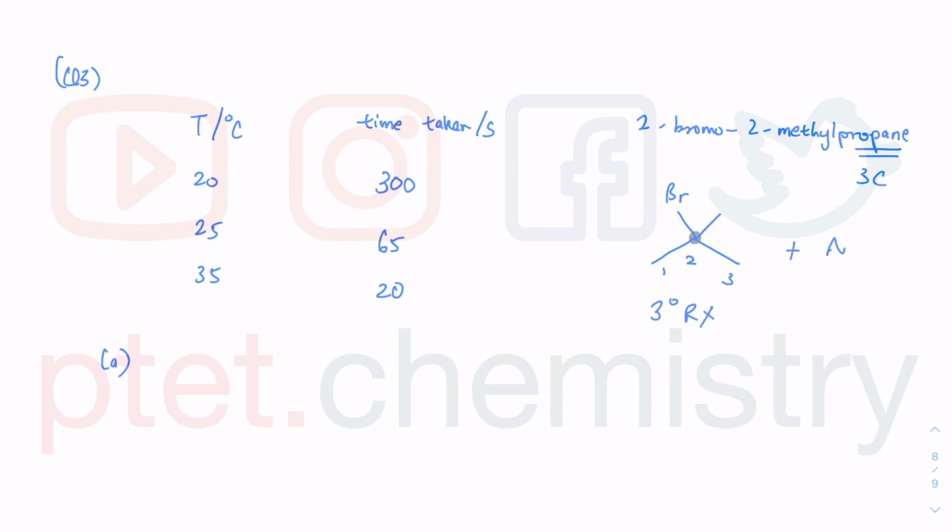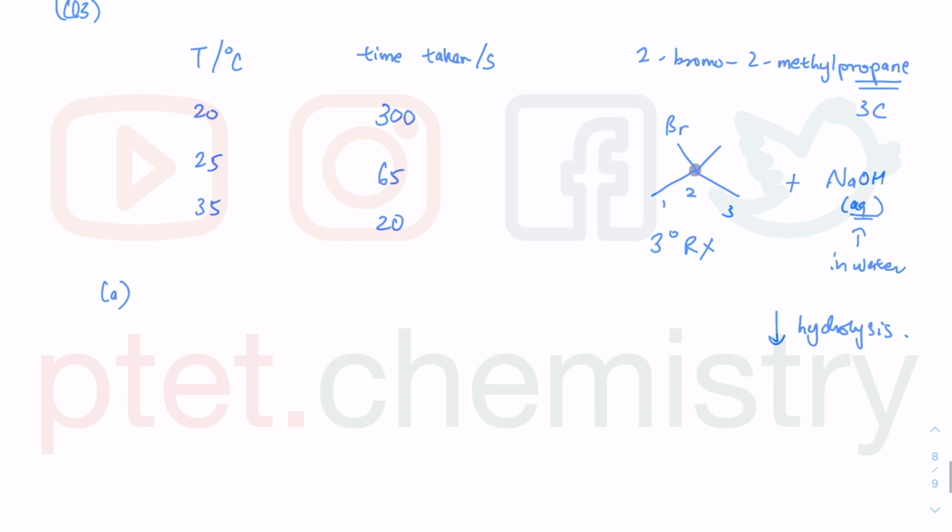You add this with NaOH aqueous, in water. In water, you're going to do hydrolysis. So this is going to be hydrolysis, where you substitute the Br with OH. So overall, it's a substitution reaction, like this. So this is the overall equation. But when you do the mechanism, knowing that it's a tertiary halogenoalkane, they will suggest that it proceeds via SN1, which is a 2-step mechanism.